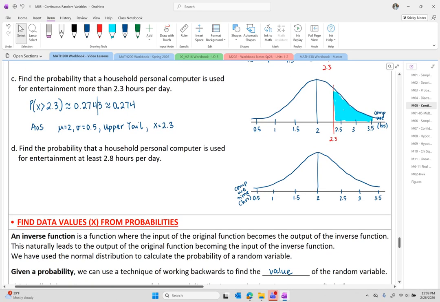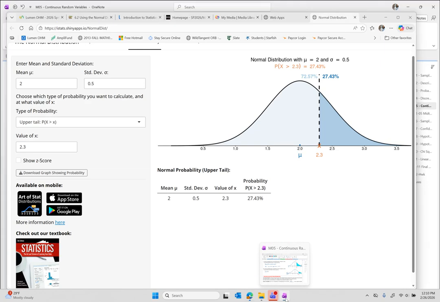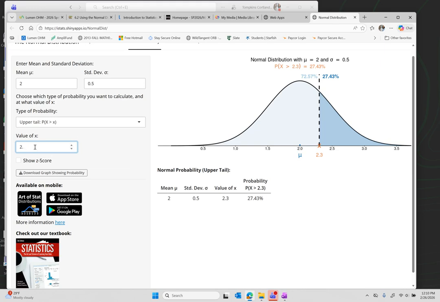Finally, find the probability that a household personal computer is used for entertainment at least 2.8 hours. At least means this much or more. So x is greater than or equal to 2.8. I will be again at the upper tail. My x value will be 2.8. And I'm looking for that or more. So I'm going to shade the area under the curve that is to the right of 2.8. And here I'm just going to change this to 2.8. And ArtofStat will say that this is 5.48%.